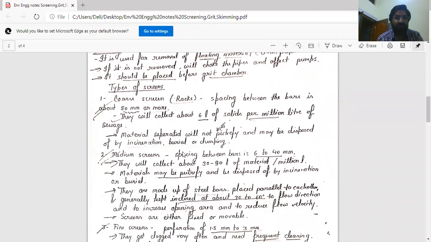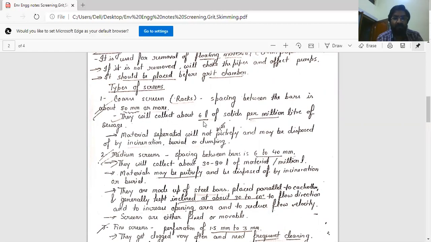Now, types of screens. There are 3 types of screens. First is the coarse screen or racks. In a coarse screen, there are some iron bars, and the spacing between the bars is about 50 mm or more, for stopping the bigger floating material.